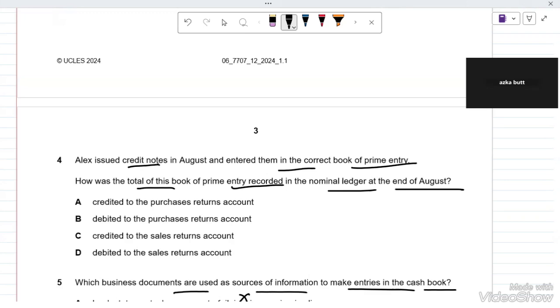So basically, we have to debit the sales return account, because credit notes are only issued whenever we are receiving something which we sold in the past, and after some days we received our material back. So it means that we will be issuing the credit notes. So we have to debit the sales return account. So D option is the right option.